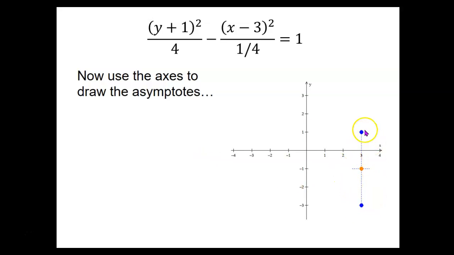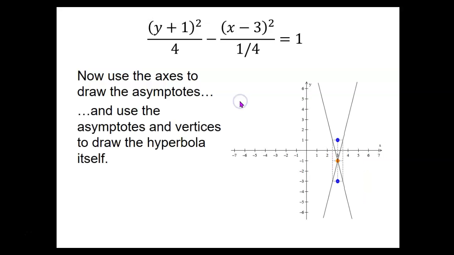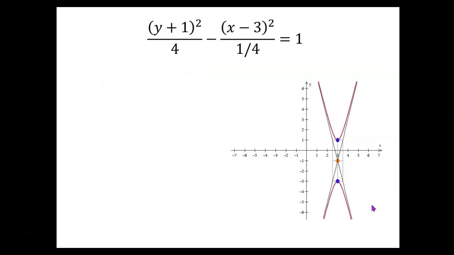Now, to use the axes to draw the asymptotes, we would draw a rectangle, a box around the axes, and then draw diagonal lines that pass through the corners of that box and cross in the center like this. So now we should have a pretty good idea where the hyperbola itself goes. It's going to stay between the asymptote lines. It's going to come down and change direction at the vertex and come back up. And then the other branch is going to come up and turn and come back down. Like that.